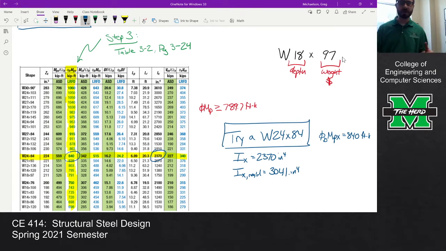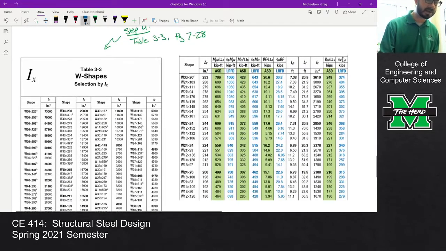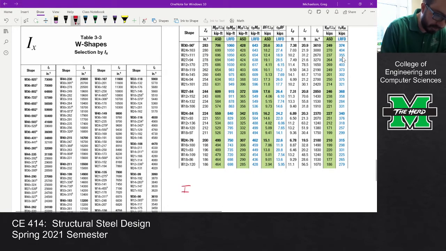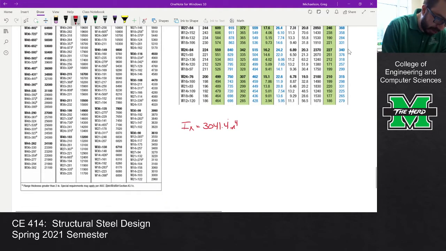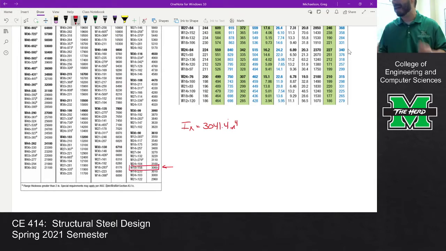Okay. So now I'm going to move to step 4, and I'm going to select a section based off the moment of inertia, because I can already tell for this problem that strength isn't going to govern the design. It's going to be the deflection limit. So I'm going to select based off of IX. Now, we had a moment of inertia requirement of 3041.4 inches to the fourth. So again, if I go down to this table, I could pick this W18 by 58. But again, it is heavier than this lighter shape here, the W30 by 90. The section is deeper, so you don't need as much steel, right? That's sort of the idea.